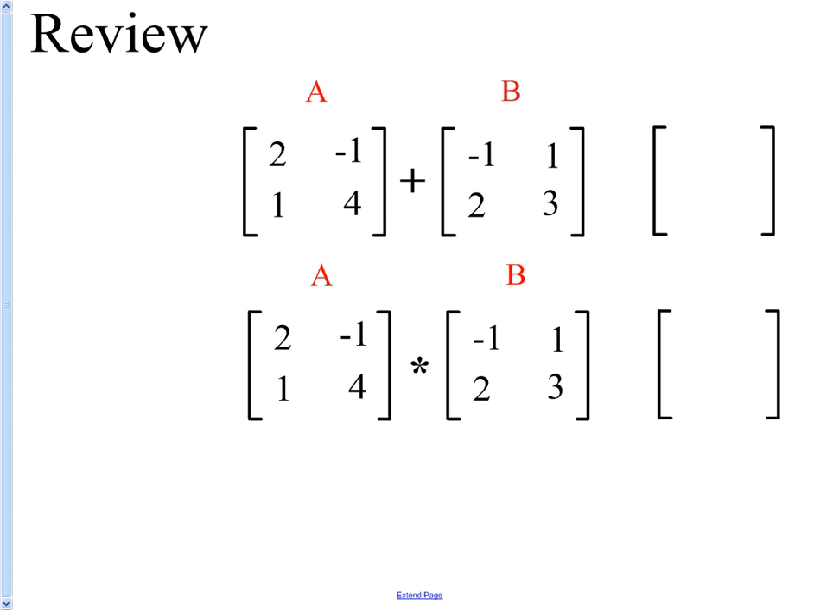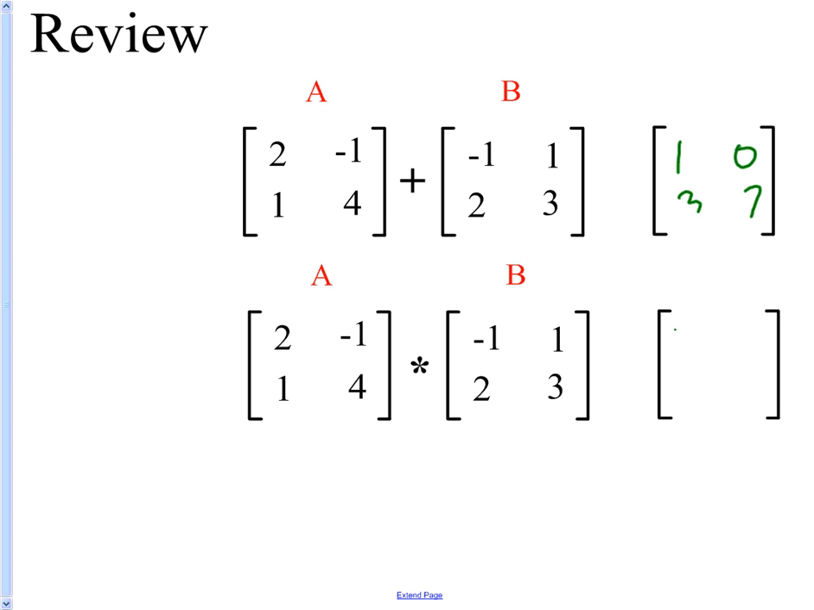So for the add one, we just use corresponding ones, and we just go, the 2 and the -1 make what? 1. This is an add right here. So, and then a -1 and a +1 makes 0. And then a 1 and a 2 makes, and a 4 and a 3 makes. All right. This one, a little more complicated.